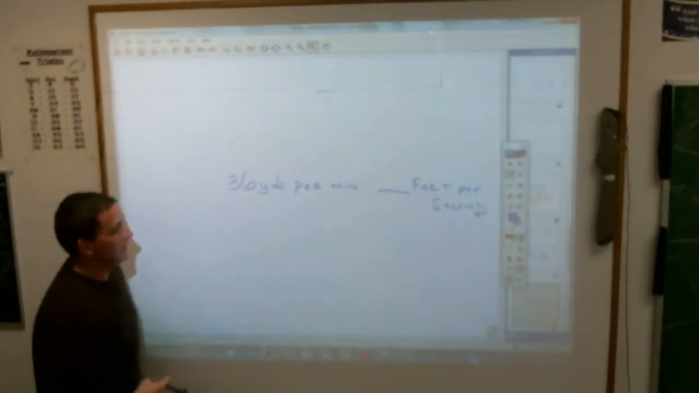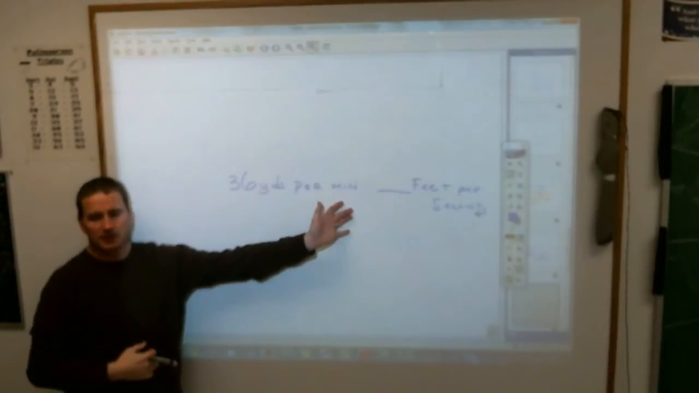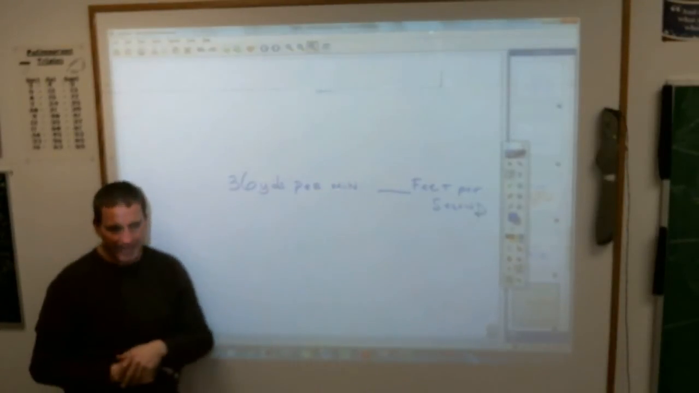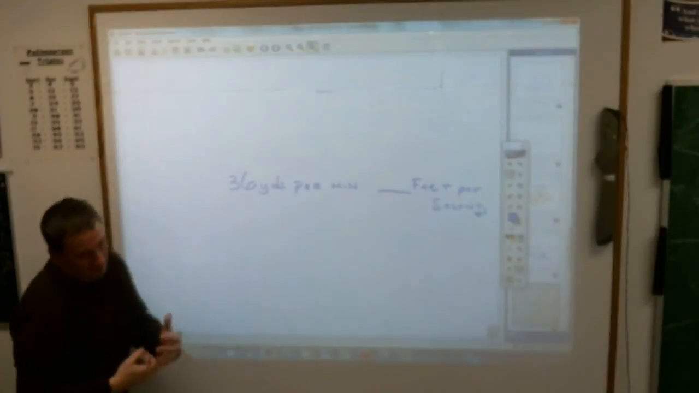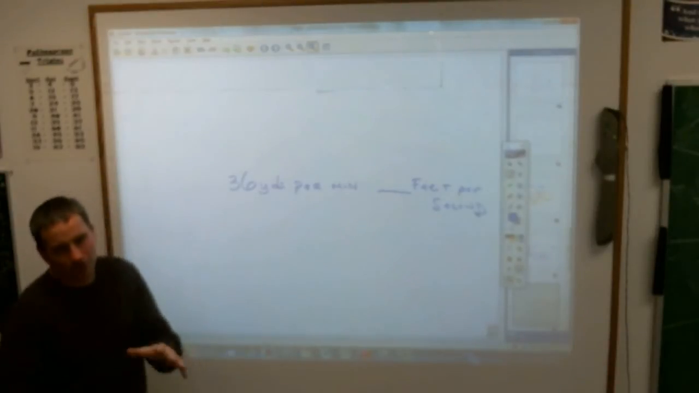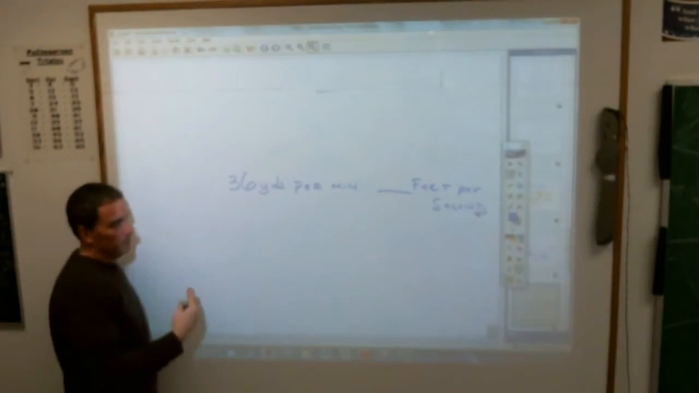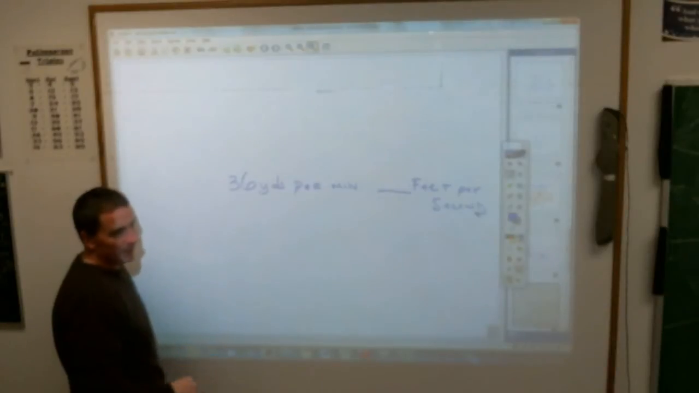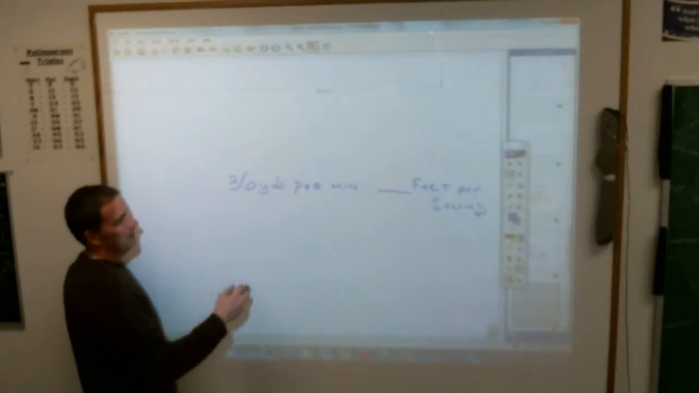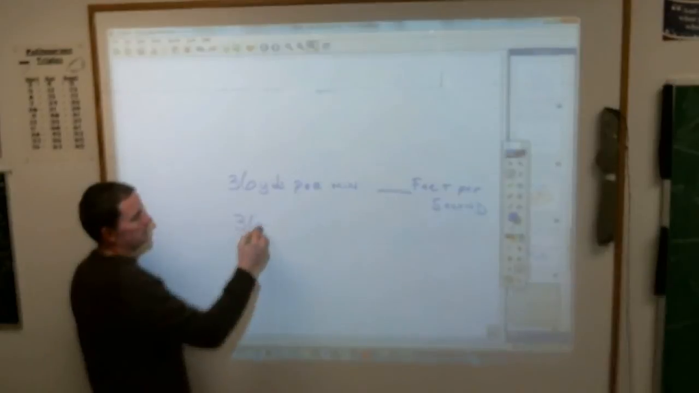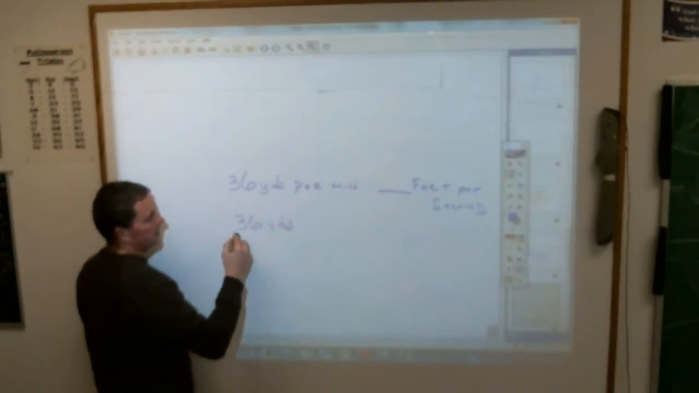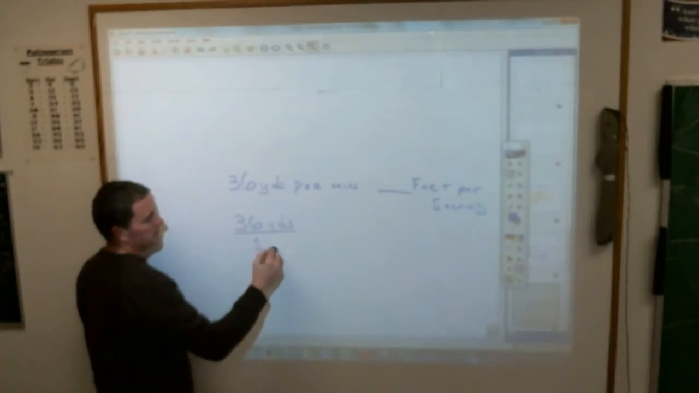What if I wanted to change 36 yards per minute into how many feet per second? And again, this is the beauty of this: there's no thinking in this. The only thing you need to know is how many feet are in a yard and how many seconds are in a minute. So I'm starting off with this 36 yards in 1 minute.